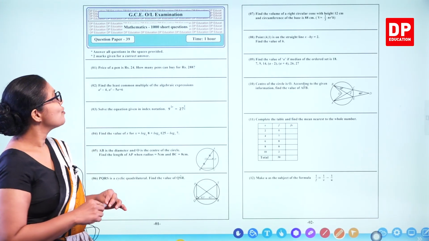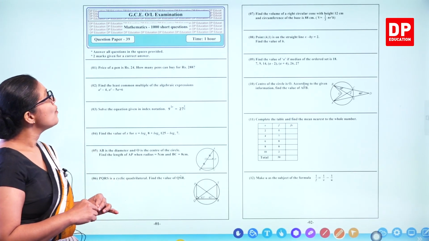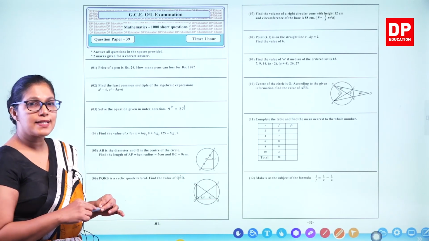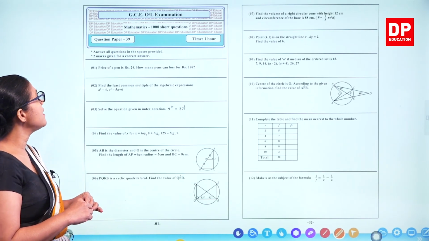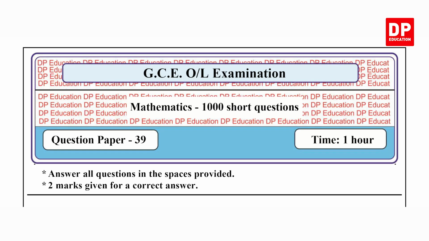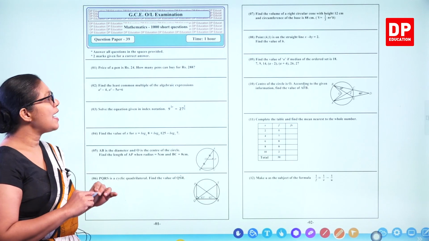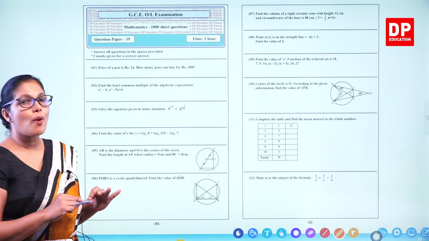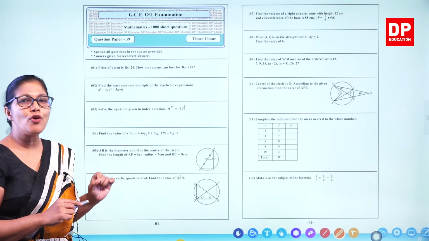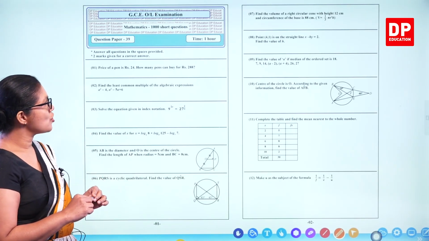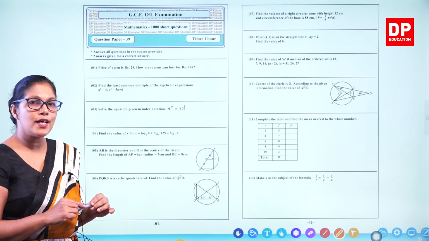Hello students, today I am going to do GZ O-Level Examination Mathematics 1000 Short Question Series, question paper 39. So far we covered 38 papers. This is also a 1 hour paper. Take only 2 minutes to complete each question, and each question is worth 2 marks.